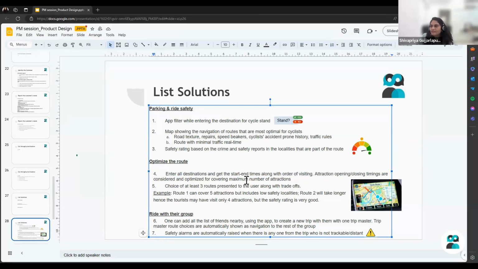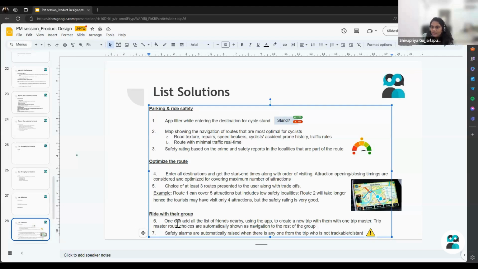So if I give the list of things I want to cover today, the navigation system tells me when I need to visit what destination, based on that particular tourist attraction's opening and closing time, and optimizing for covering maximum attractions in a day. And they should also have a choice of at least three routes. They should be able to take a trade-off between, say, a route which will let you cover five, but it is probably not so safe. But then there is a route which will let you cover four, and then there is a very great safety rating. You choose which you want to go after.